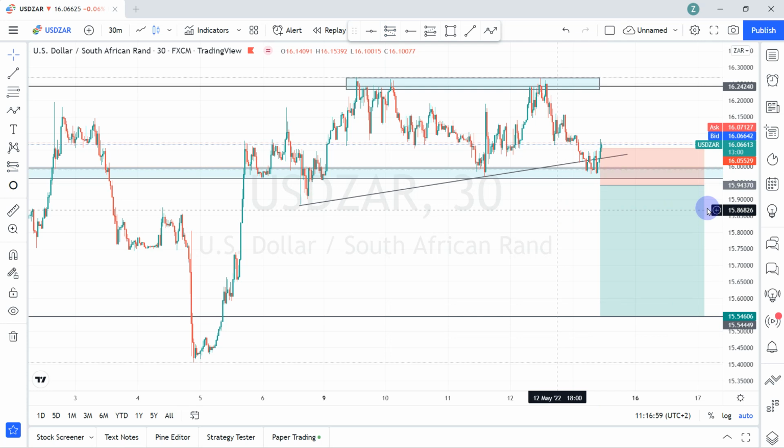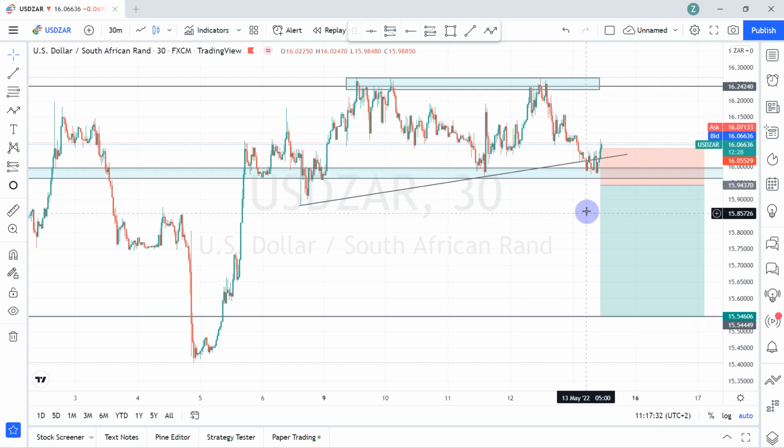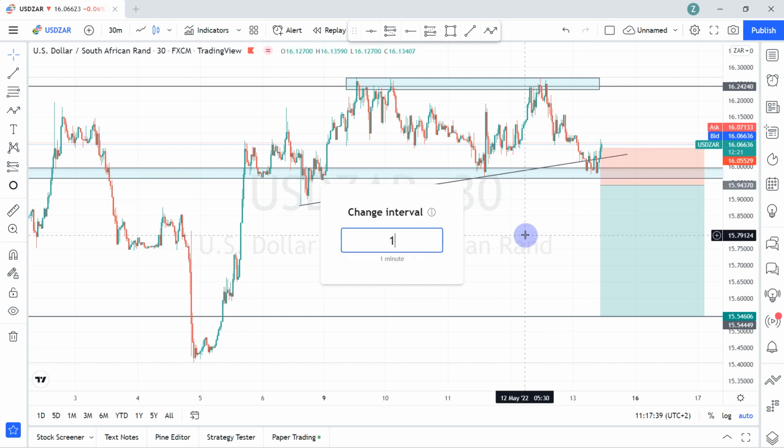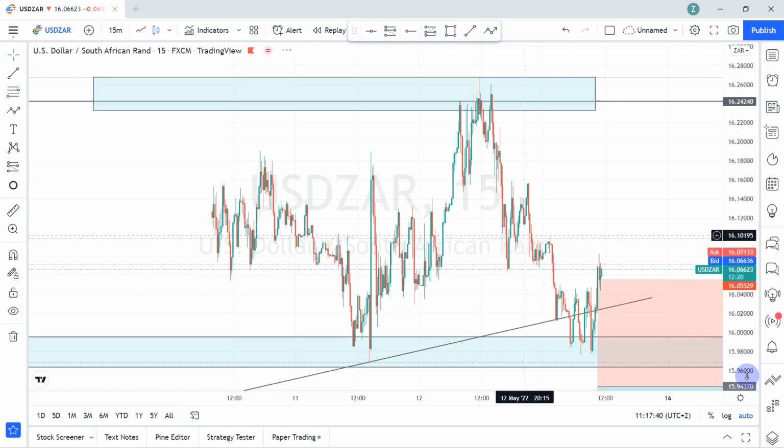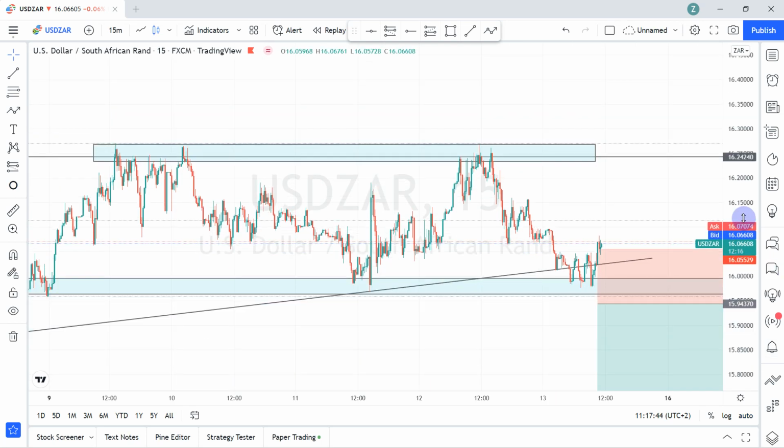Once the market activates our sell stop, it means that this zone would then become our resistance zone, in other words, our ceiling. So that's basically the setup for the US dollar ZAR pair.